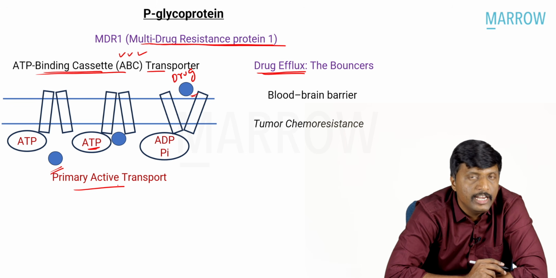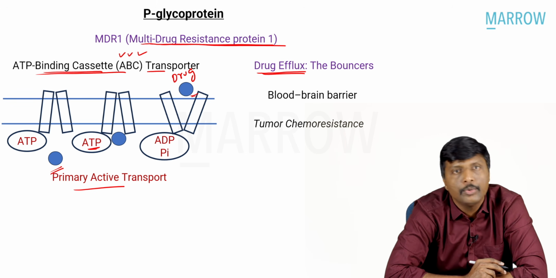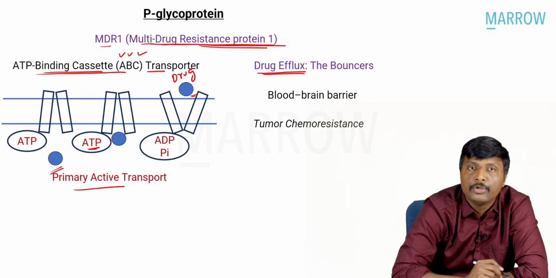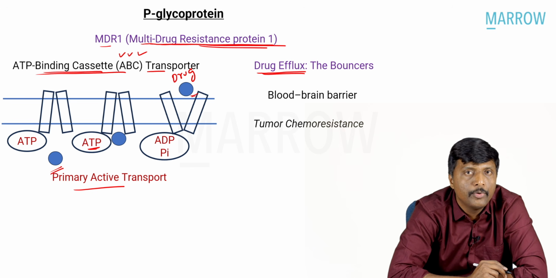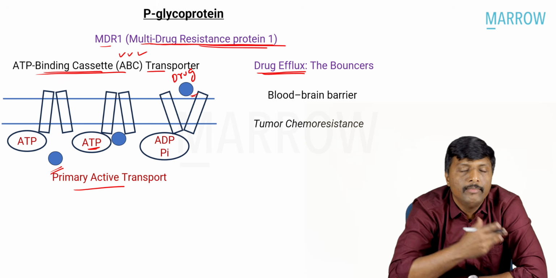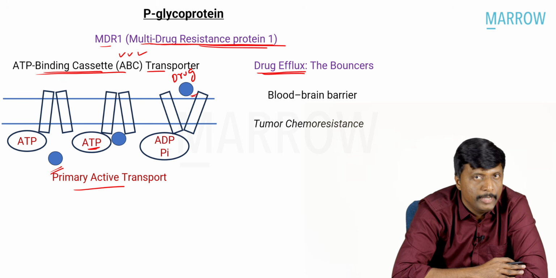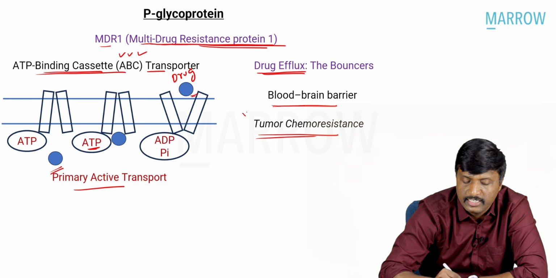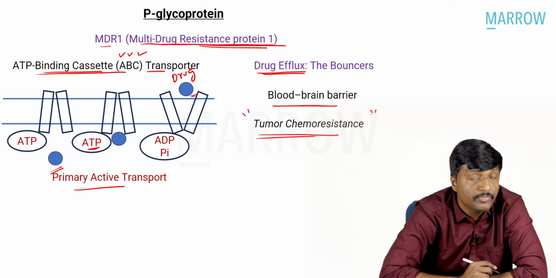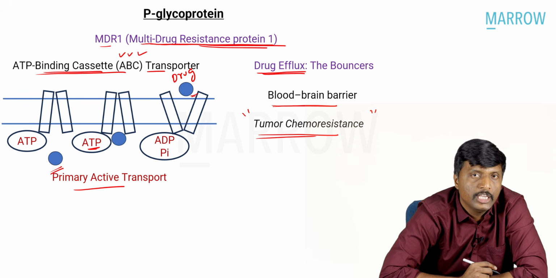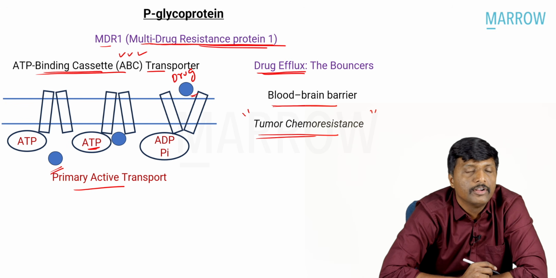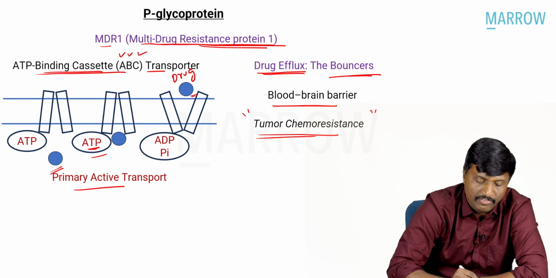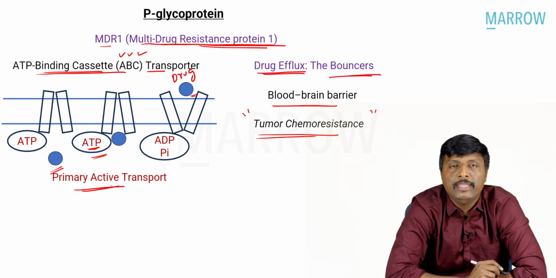What is the function of P-glycoprotein? Throwing a drug from inside to outside. That is why it is called multi-drug resistance protein 1, because tumor cells upregulate this P-glycoprotein. You give a drug to treat the tumor, the drug will be thrown out. Drug resistance. P-glycoprotein is in the blood-brain barrier, a very important location, leading to tumor chemoresistance. So nowadays we are developing blockers for this P-glycoprotein for cancer chemotherapy. Simply remember P-glycoprotein as bouncers. It needs energy in the form of ATP, primary active transport, P-glycoprotein.